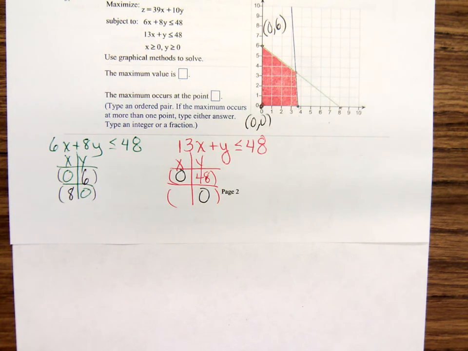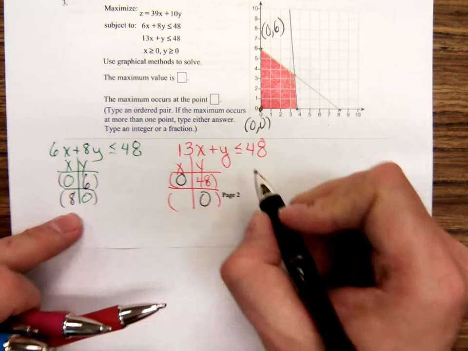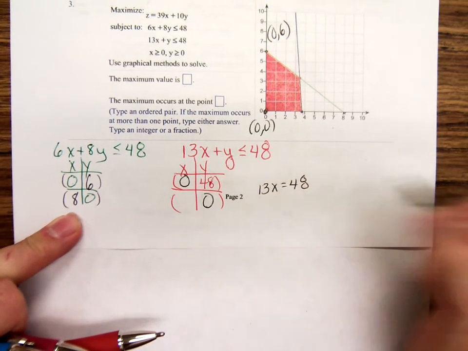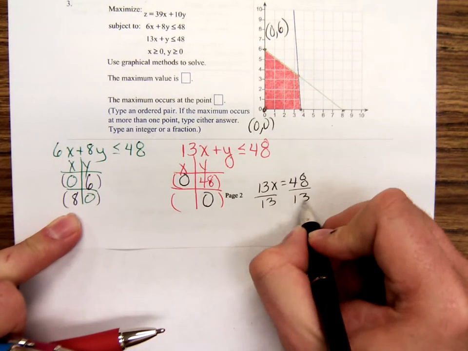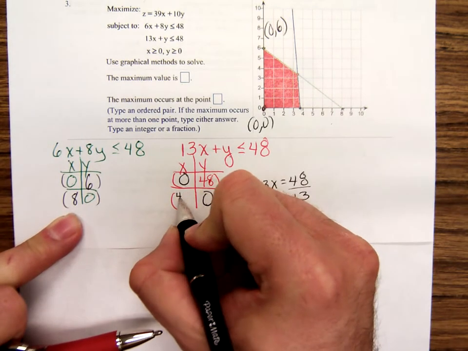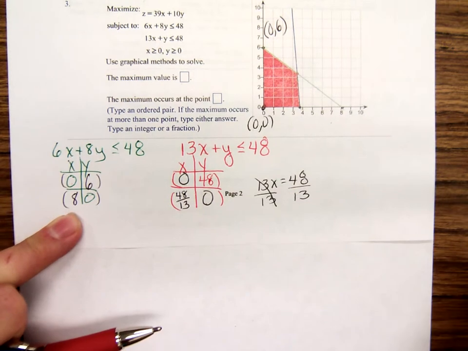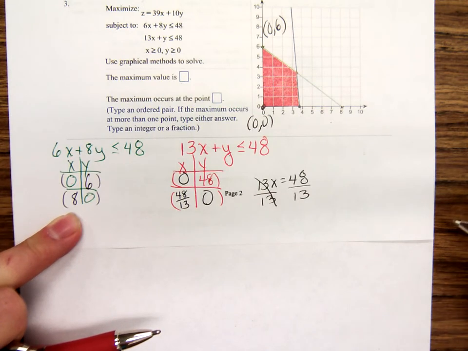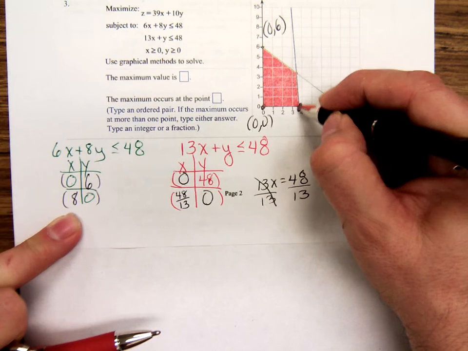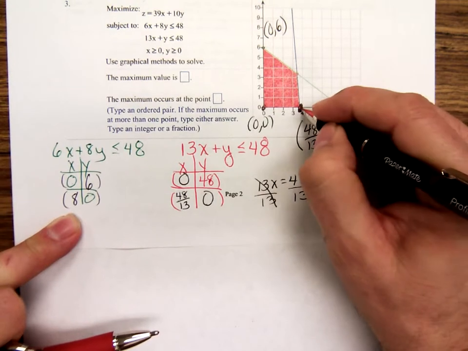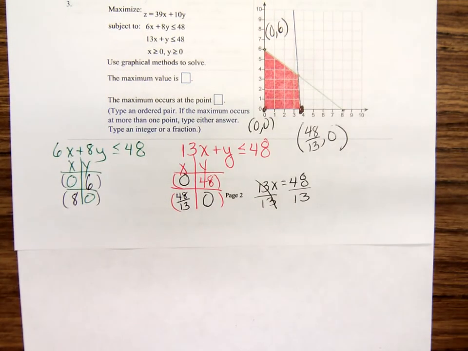Plugging a 0 in for y, what are we getting? 3.43 something. Okay, so if I plug a 0 in for y, I have 13x equals 48. Divide both sides by 13. 13 doesn't divide evenly into 48, does it? So x equals 48, I'm just going to write it as 48 over 13. Which one of these 2 points is a corner point? The second one? Yeah, that 48 over 13, comma 0.